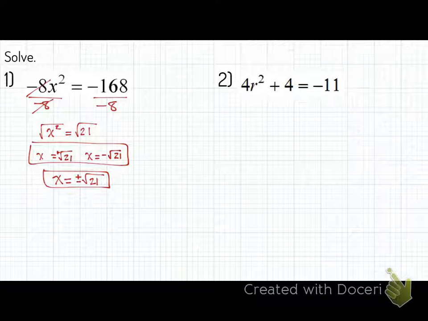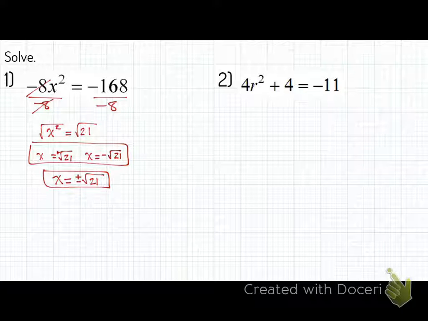Number 2 is 4r squared plus 4 is equal to -11. Okay, again it says solve, which means I have to figure out what's the value of this letter, r, right? What's the biggest exponent in r, or what's happening to it? Squared. So it's a quadratic. There's two answers I'm looking for. But there is an r to the first.